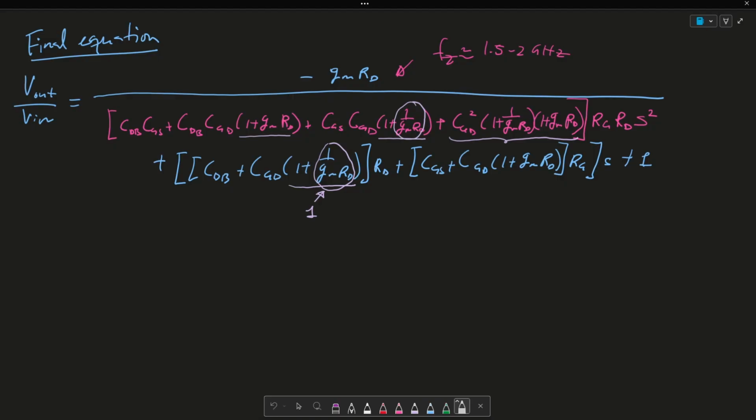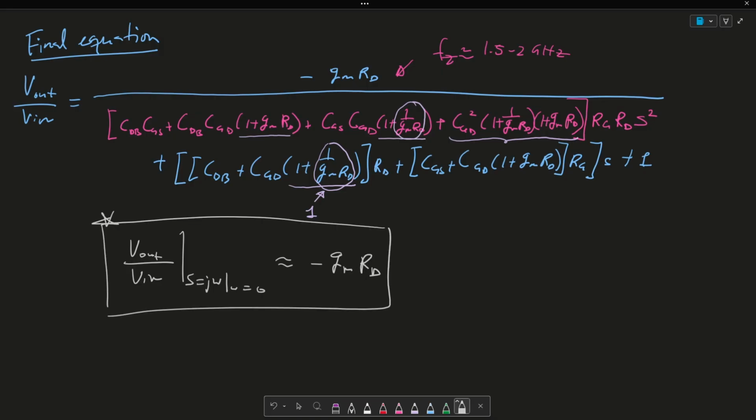And so the last thing I want to note is that if you consider V out over V in, again at S equals J omega, where omega is equal to 0, this is approximately minus GMRD, which is a similar result we obtain in the AC analysis of an ideal common source amplifier. Okay, now in the next video, we're going to consider the frequency response of the circuit, so please look out for that.